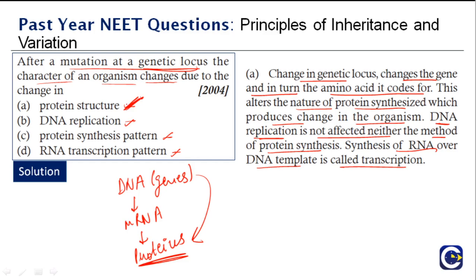Sometimes there can be a point mutation that results in the same amino acid, because we know that there are multiple codons that code for the same amino acid. In molecular biology, we must have read that, right? So if there is a point mutation that does not change the amino acid, then there will be no change in the character of an organism despite a genetic mutation. So this point must be clear that if there is a genetic mutation, the problems occur because of changes in protein structure. So the right answer is A.